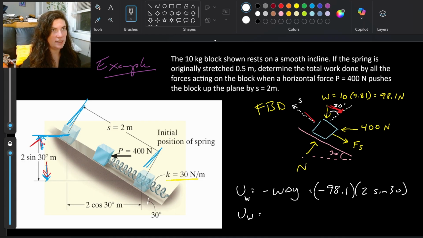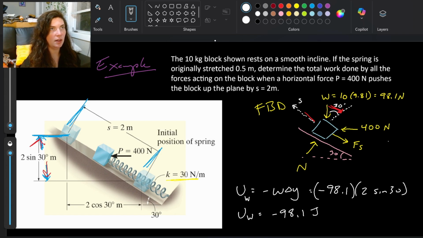All of those come together to give us the work of weight, which is going to be negative 98.1 joules. Right? Because 2 sine 30 is just 2 times 1/2. You just end up with the negative 98.1 joules. And again, negative because that weight is trying to push the block down the incline when the displacement in reality is going up the incline.